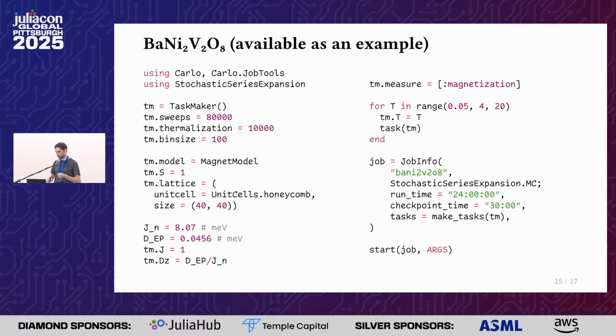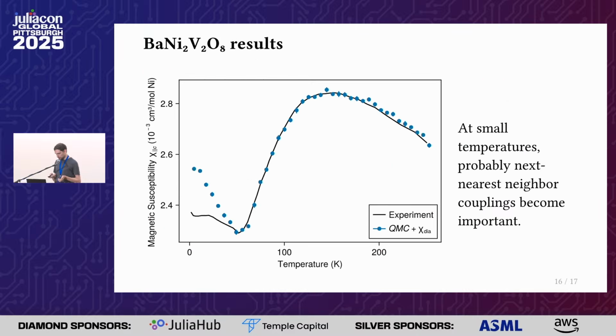So I do just this one loop over temperature here. Put it all into the job info and start. With a 40 by 40 lattice, it takes a bit longer to run. But once you have that, you can compare it to the experimental data, which is the black curve. And then the blue is the QMC plus a constant, which is a diamagnetic contribution that's not captured by this Heisenberg model.